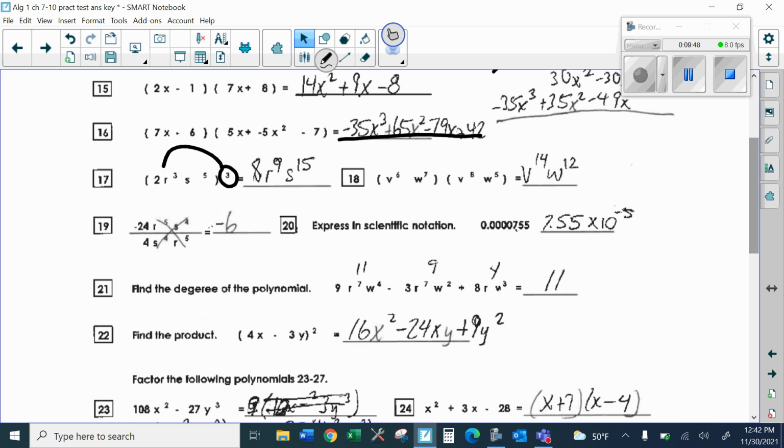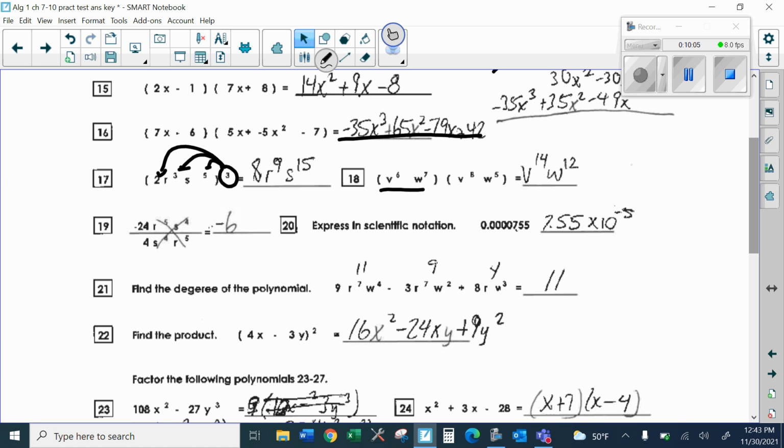17, I'm just cubing. I'm distributing this cubed through all of them. Okay, so 2 cubed is 8, and then when I have a power to power, you multiply. So r cubed is r to the 9th, and s to the 5th cubed is s to the 15th. 5 times 3 is 15.